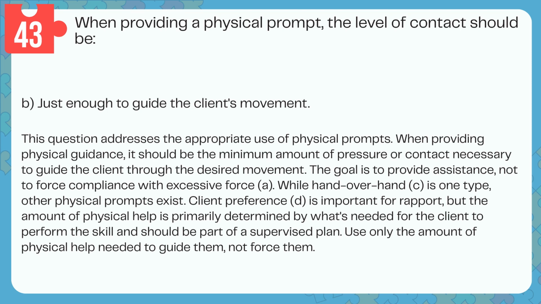A is wrong. While hand-over-hand, C, is one type, other physical prompts exist. Client preference, D, is important for rapport, but the amount of physical help is primarily determined by what's needed for the client to perform the skill and should be part of a supervised plan. Use only the amount of physical help needed to guide them, not force them.